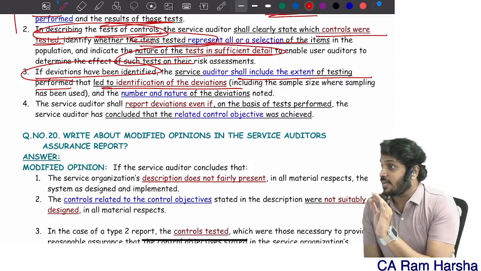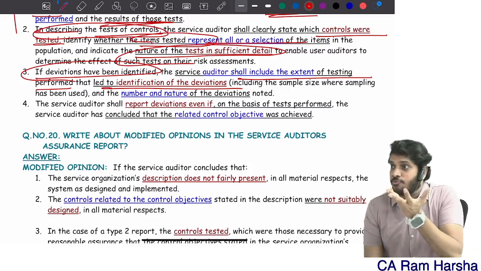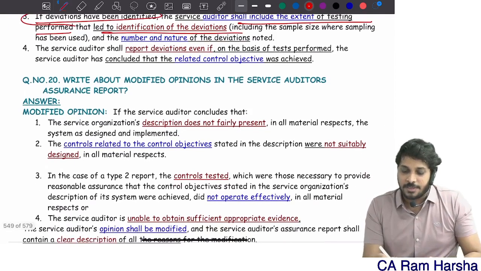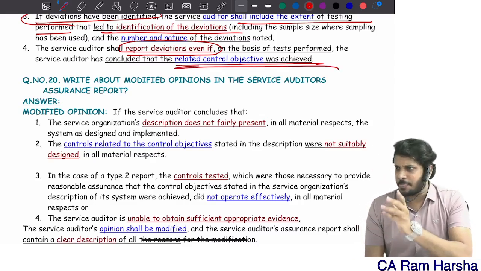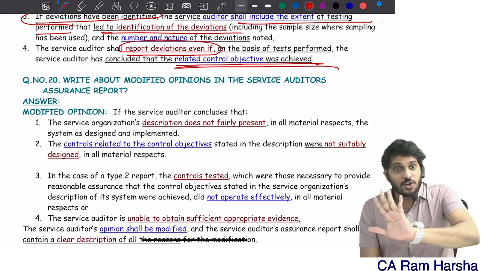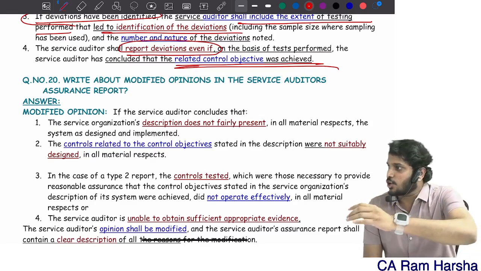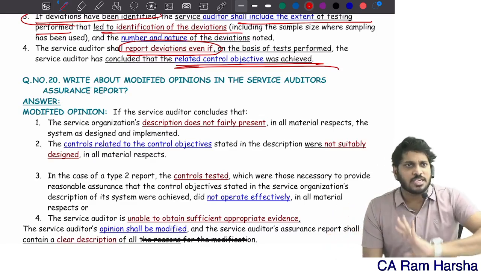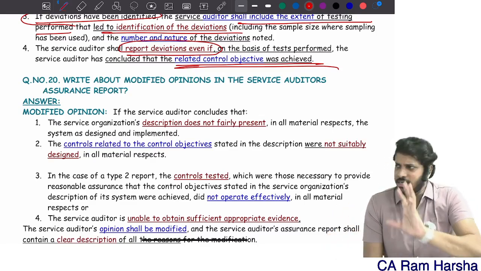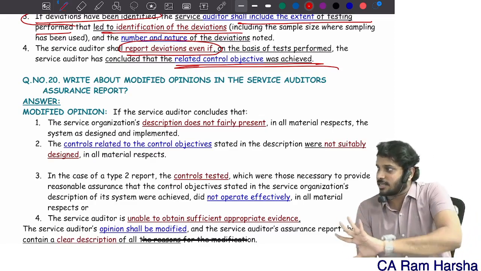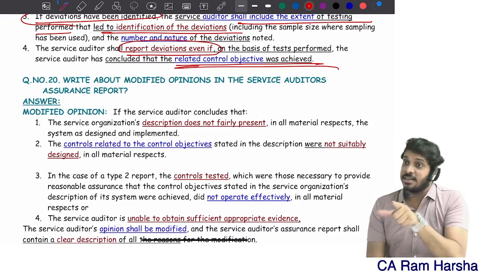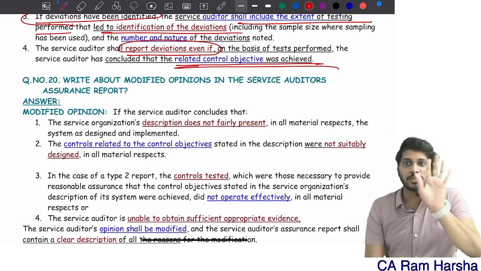When you found the deviation, after how many repeated tests you found it, that information the service auditor shall report. Deviations must be reported, even if the related control objectives were achieved. Though there is a deviation, the control objective is still achieved. Though control is not followed properly, the control objective is achieved, meaning the overall system is effective, the person is effective. Still, the control deviation is there, right? You must report the deviation.